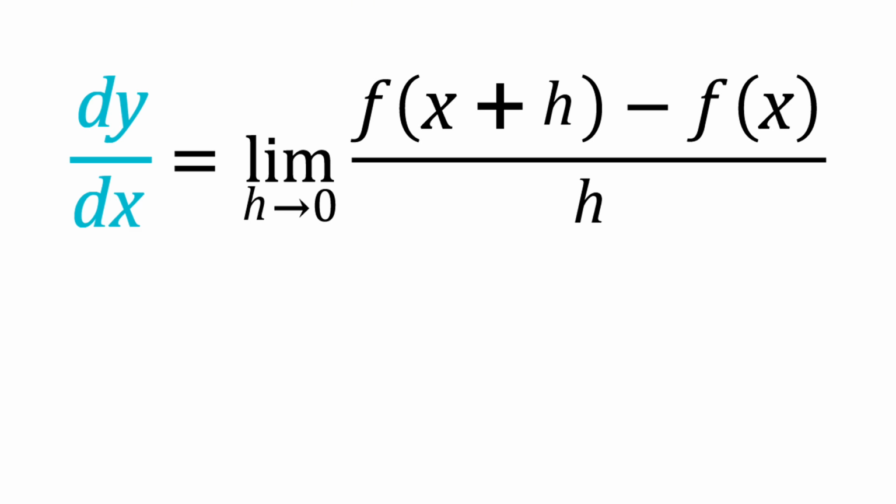Differentiation helps you find the slope of a curve or the rate at which something is changing. The limit definition of the derivative is dy by dx is equal to the limit as h approaches 0 of f of x plus h minus f of x, divided by h.